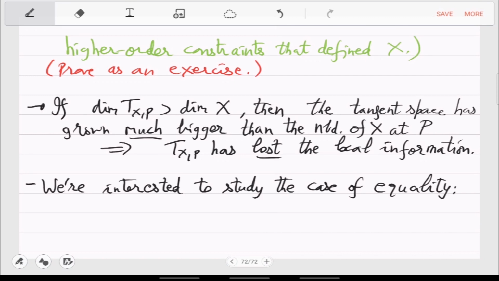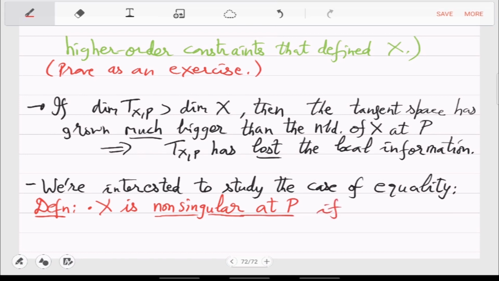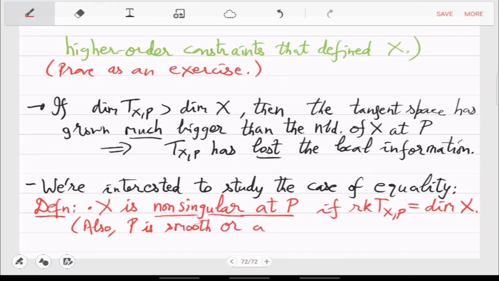So for that we define smoothness. X is called non-singular at P if the rank of the tangent space is equal to the dimension of X. We can also say that X is smooth at the point, P is a smooth point, or P is a simple point. These terms are used interchangeably: a non-singular point, a smooth point, or a simple point on the affine variety.